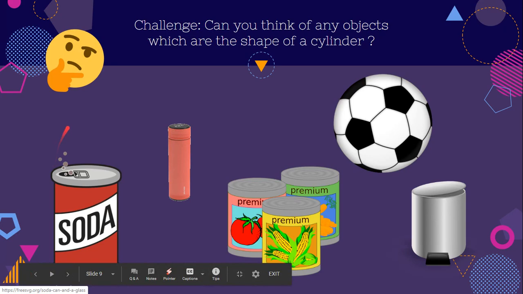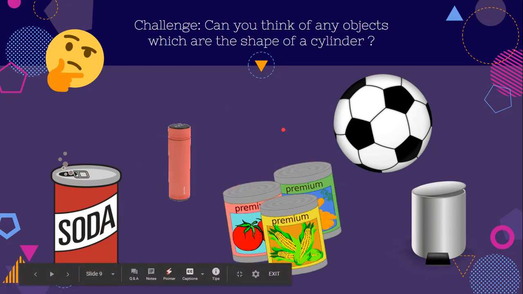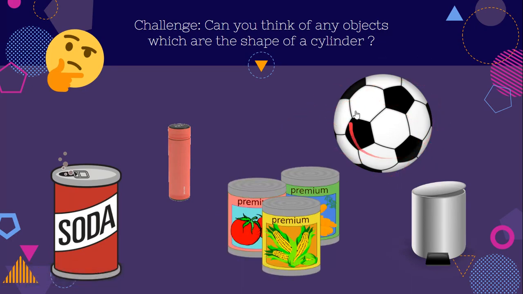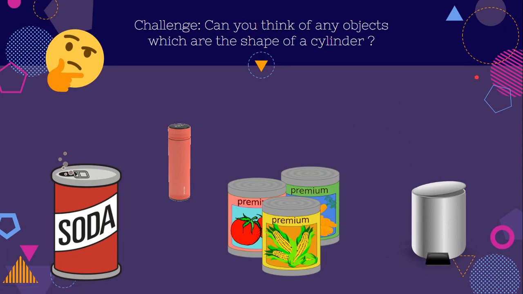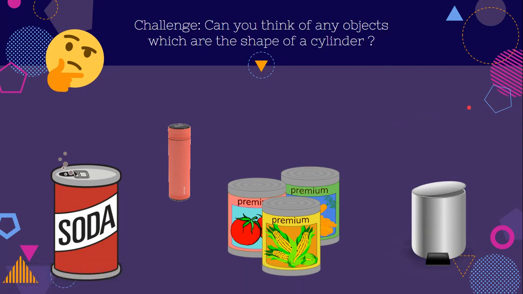What about the soda can or the Pepsi can? Of course it does. What about that water bottle? It does. What about these food cans? Yes, they do. Do you think that bowl has the shape of cylinder? I don't think so. Bye bye, bowl. Do you think that trash can has the shape of cylinder? Yes, of course it does. So these are some objects that you might find that have the shape of cylinder. Let's move on to the next shape.